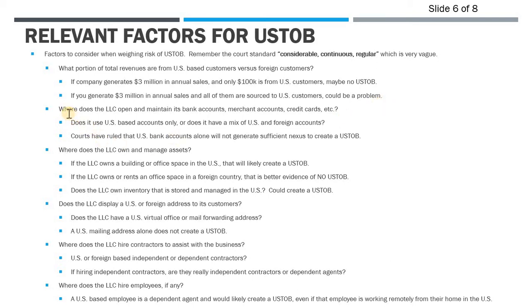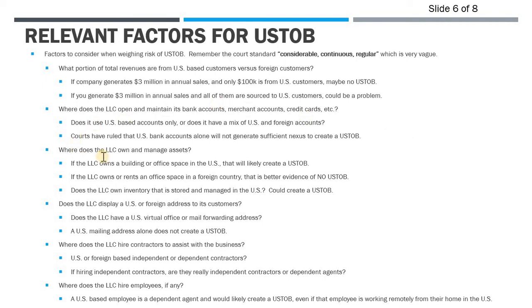So, second element is, where does the LLC open and maintain its accounts, merchant accounts, credit cards? Does it have U.S. accounts only, or does it have U.S. and foreign? Now, the courts have said that having a U.S. bank account alone does not create a USTOB. But if you get before a judge and they're analyzing all this information, and you have a U.S. account and you also maintain foreign accounts in different currencies, I think that would help you in arguing that, look, we don't have considerable, continuous, and regular nexus with the U.S. because we've got all these other foreign operations as well.